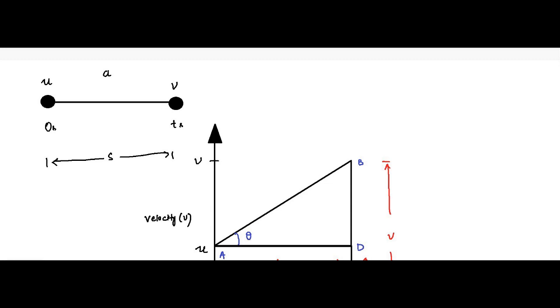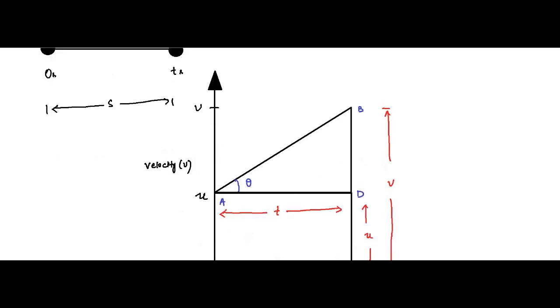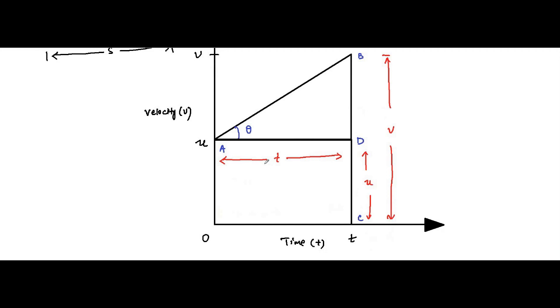Hello friends, so we have already derived two equations of motion using the graphical analysis of the velocity time graph. First, v equals u plus at, then s is equal to ut plus half at square. Now we will be deriving the third equation of motion using the same analysis of velocity time graph which we have here.